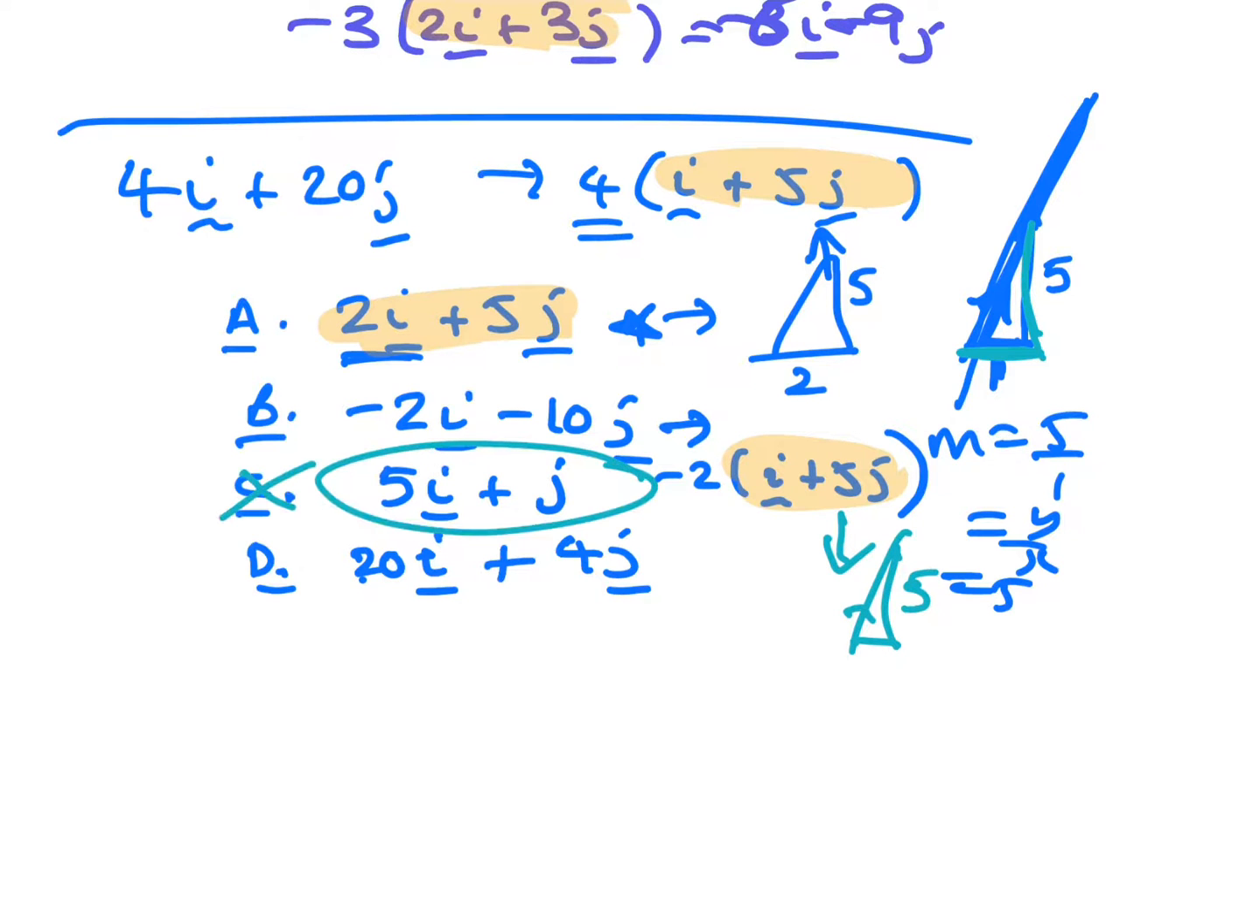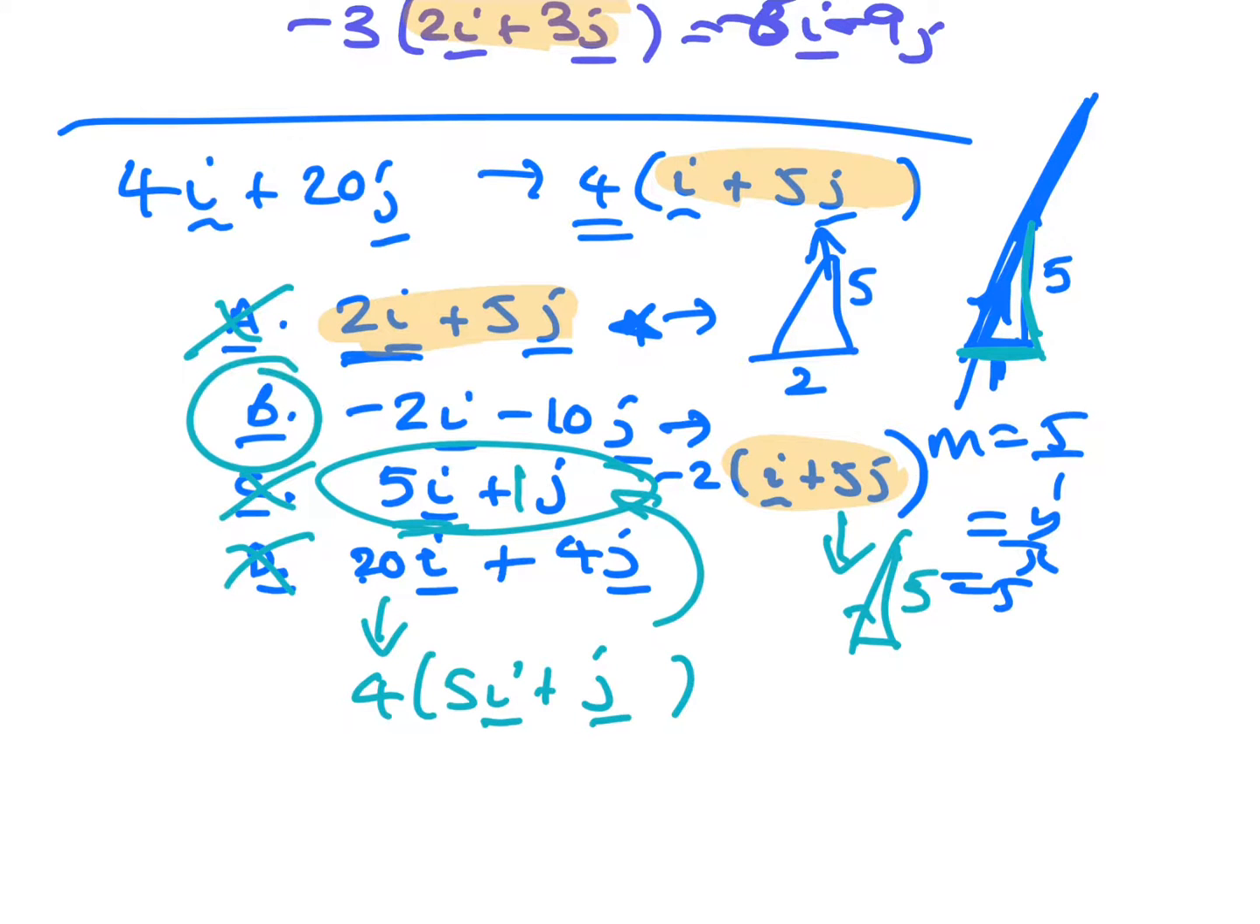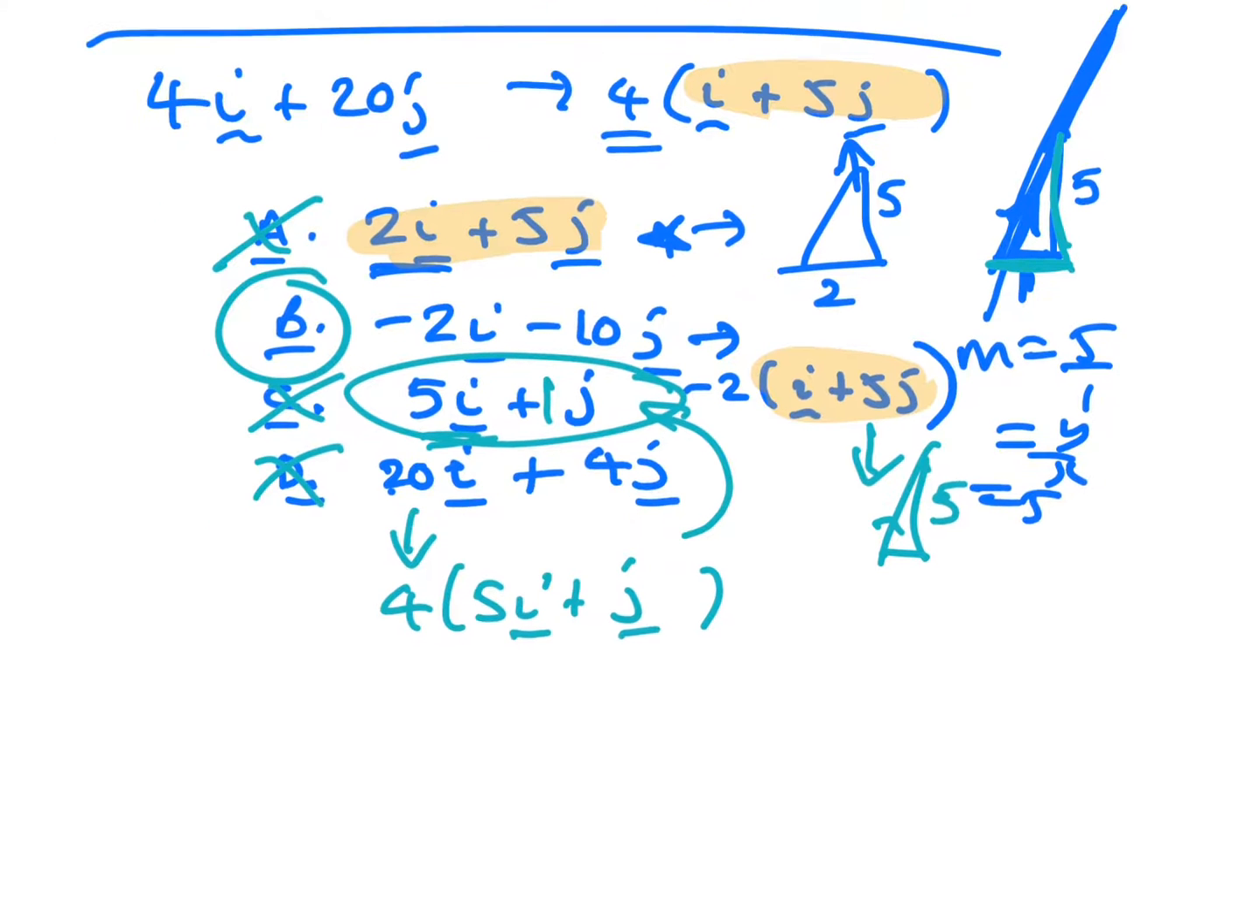That one there is not parallel. That one isn't. And that one, because you've got a 5 there and a 1, you can't basically factorise a 5 out. If you took this one here, you take out a 4, so you get 5i plus j, and that's not parallel. However, it is parallel to C. So the solution to this would be B.